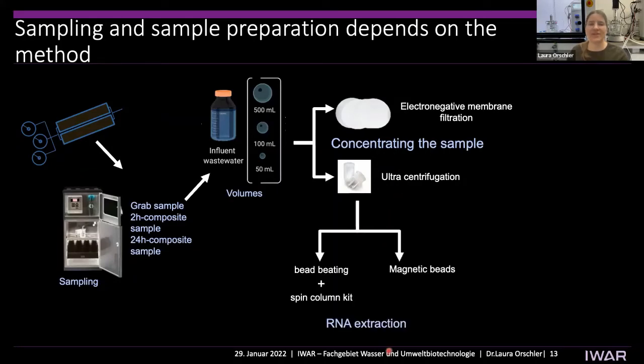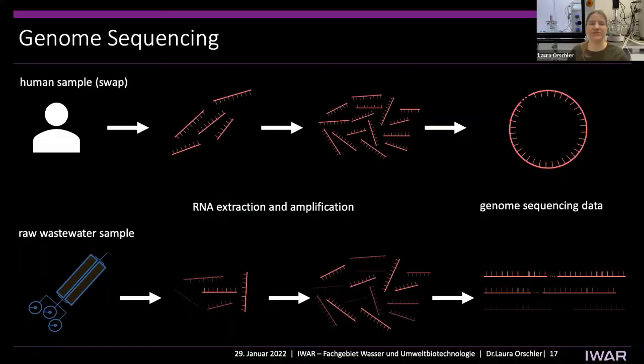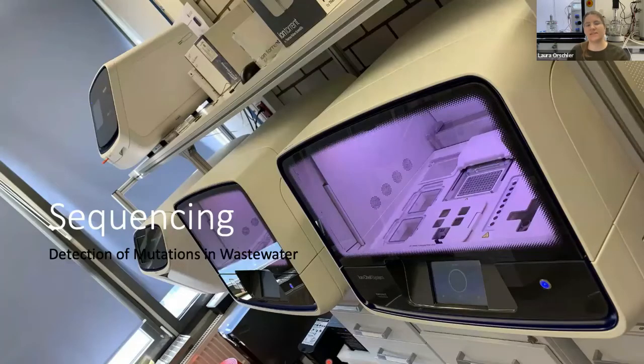And then there's the step of RNA extraction. This is possible either by bead beating or magnetic beads. And then again, we have the two methods that we can use for the analysis, the quantitative detection or the genome information. And when we started, or when we moved on last year, we decided to focus more on sequencing because in Germany, there are a lot of groups working on the quantitative aspect, and our focus is more on detecting mutations. And this is why I'm going to dive more into the sequencing part here.